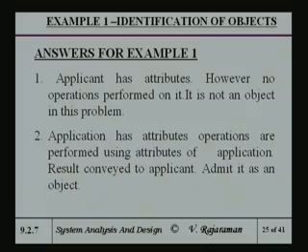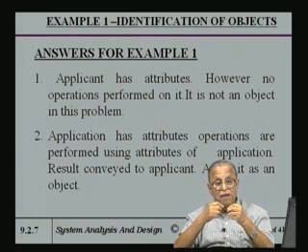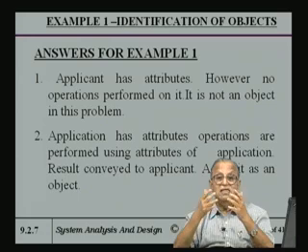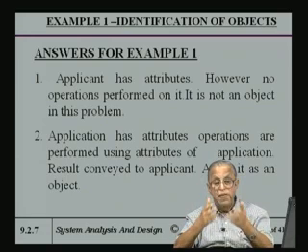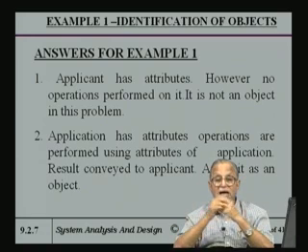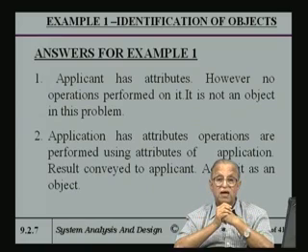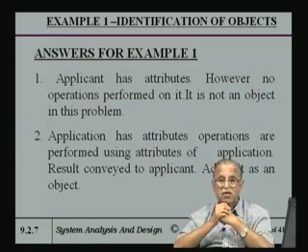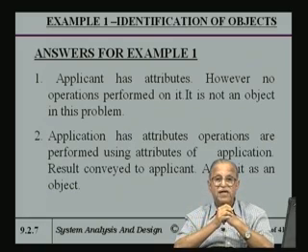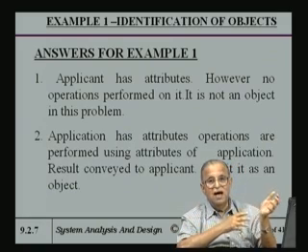So the applicant has no relevance, but the application is the one which is actually used by the clerks. So the attributes and operations are performed on the application. Whatever attributes are there, like for instance the marks list and the fee paid, are used by both the registrar's office clerk as well as the departmental committee to come up with the decision of whether to admit, waitlist or reject.